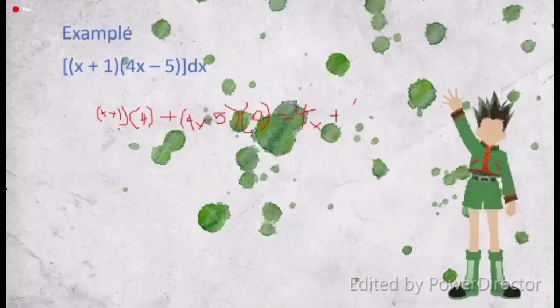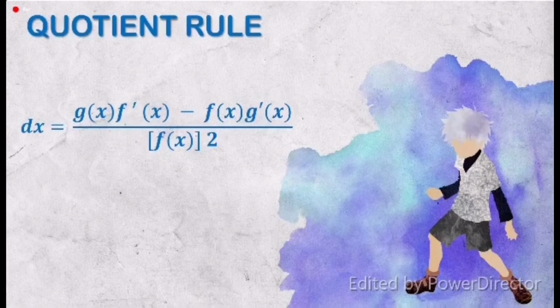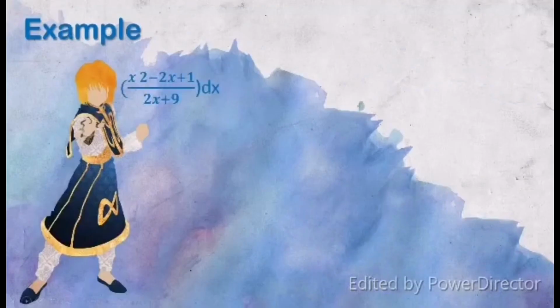Now let's go to the quotient rule. The quotient rule is similar to the product rule, but it is a fraction, and the only differences between them are the negative sign and that the function in the denominator is raised to 2. Now let's go to the example of the quotient rule.